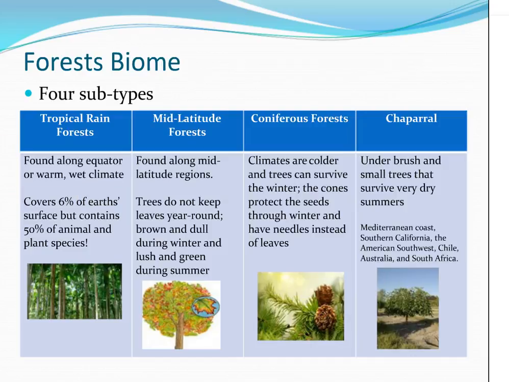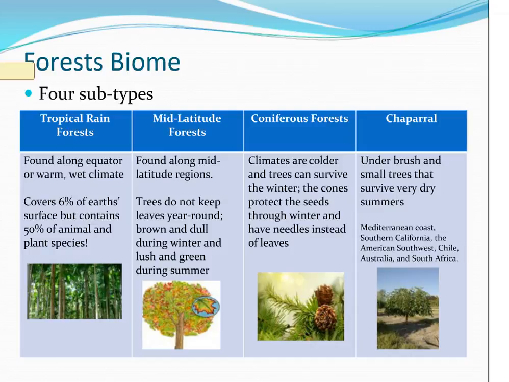So, let's just look at the forest biome and its subcategories. You have the tropical rainforest. Those can be found along the equator or warm, wet climate regions. Tropical rainforest covers 6% of Earth's surface, but contains 50% of animal and plant species.